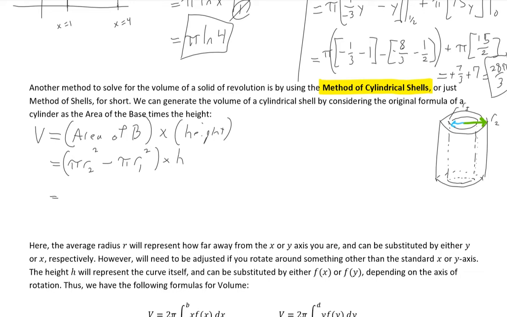I can split that up. I can reduce pi out of it, but then I have r2 squared minus r1 squared. That's a difference of squares, which I can split up as r2 minus r1, times r2 plus r1, times h. That would be what the difference of squares means. And then what I can also do is a little bit of a math trick. In this case, I can change this r2 plus r1 into something more familiar looking.